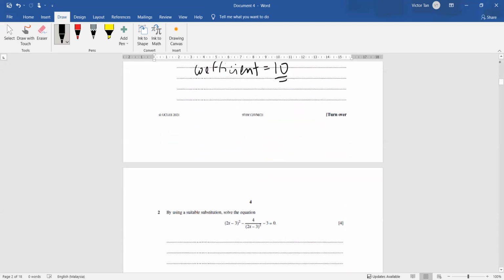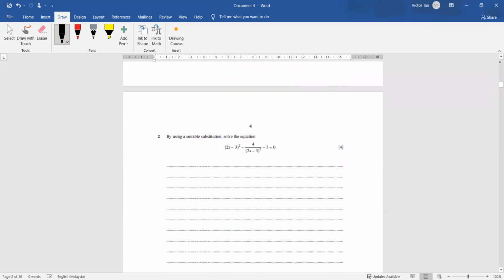Okay, next question 2. By using suitable substitution, solve the equation. So what I'm going to do is I'm going to substitute y with 2x minus 3. This will give you a clearer picture. So this becomes y squared minus 4 over y squared minus 3 equals 0. Multiplying by y squared, you get y to the power of 4 minus 3y squared minus 4 equals 0.